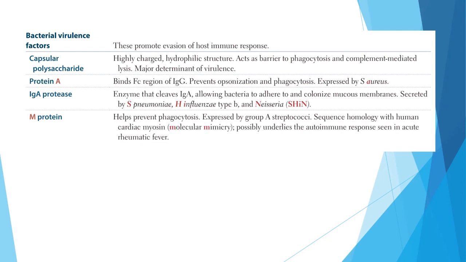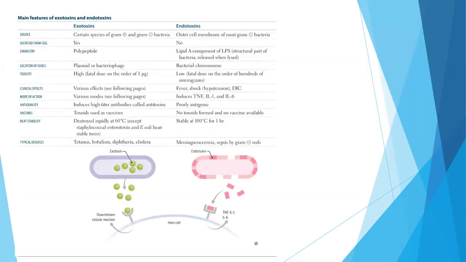Talking about M protein, you have heard of this as molecular mimicry, generally seen in group A streptococci. It helps prevent phagocytosis, and it has sequence homology with human cardiac myosin, which is an underlying cause of acute rheumatic fever. Very important concept of M protein, very frequently asked in the examination.